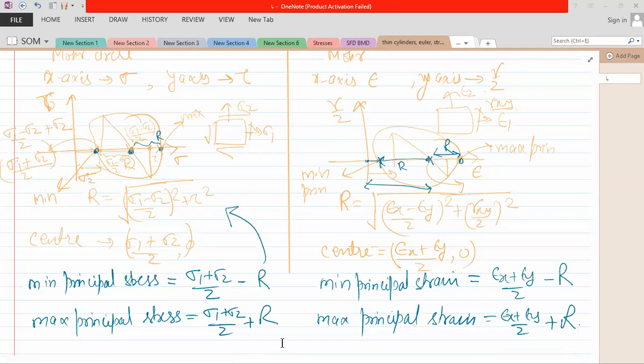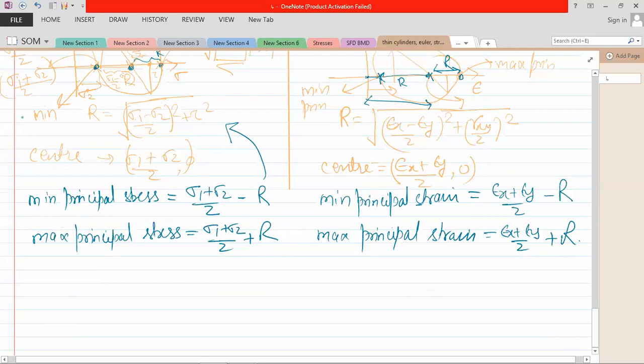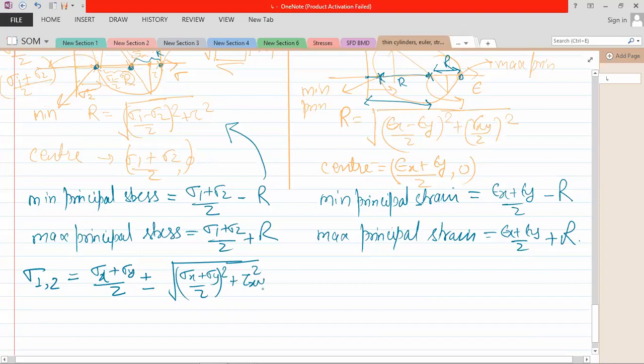I'm writing it like this: sigma 1 comma 2. What is 1 comma 2? It is the maximum and minimum principal stress. I am writing sigma 1, 2 equals sigma x plus sigma y by 2 plus or minus under root of sigma x minus sigma y by 2 whole square plus tau square. Now what is the meaning of this? If you take the first value, that is maximum, so take the plus sign. If you take the second value, take the negative sign.